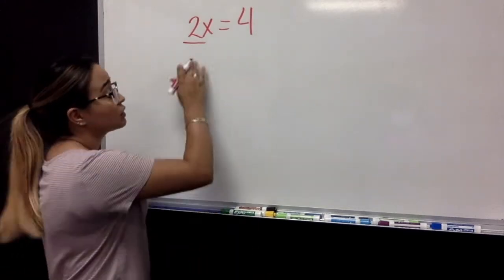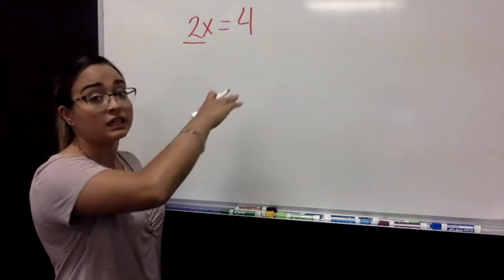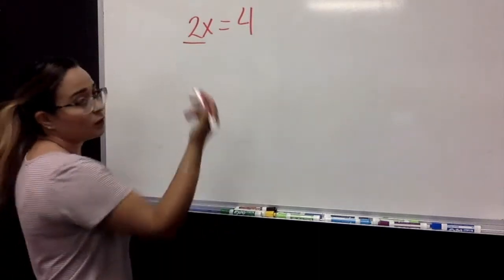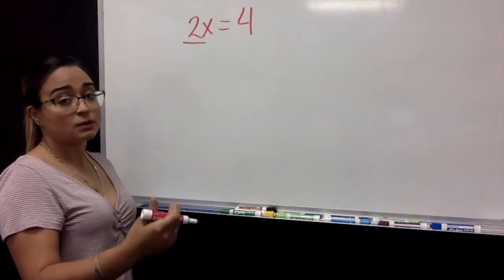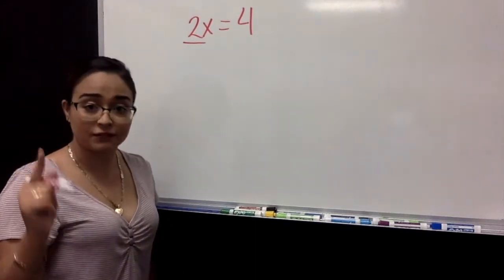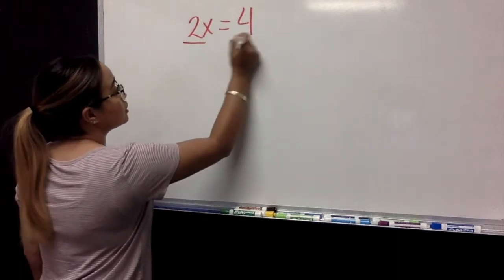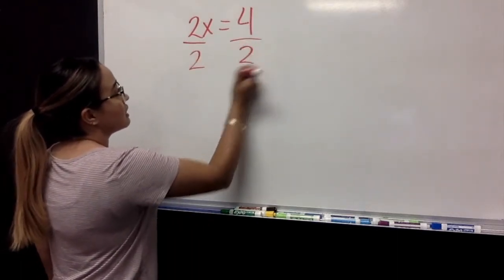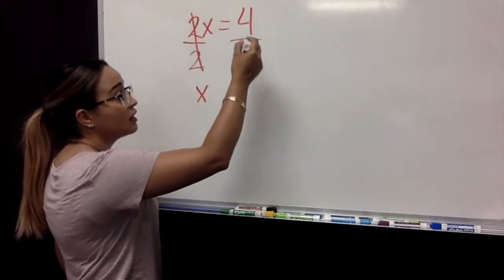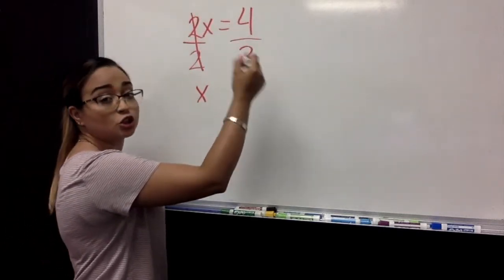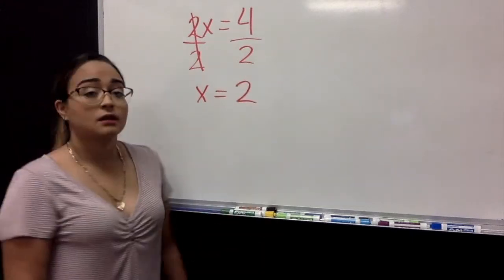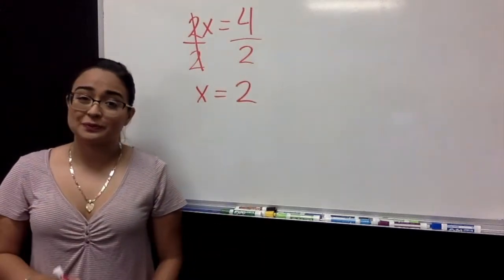So we have to move the coefficient from this side to this side to be able to have the variable on its own. How would we do that? If 2 is being multiplied by x, the opposite of multiplication is going to be division. So we're going to divide 2 from both sides, and we're going to be left with 2 being canceled over here. And how many times does 2 go into 4? 2 times. So x is equal to 2.